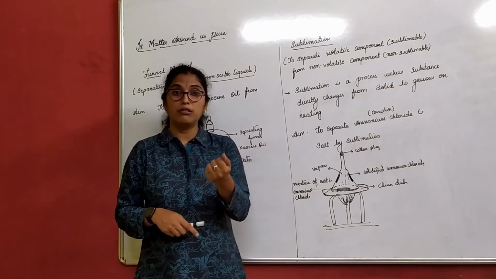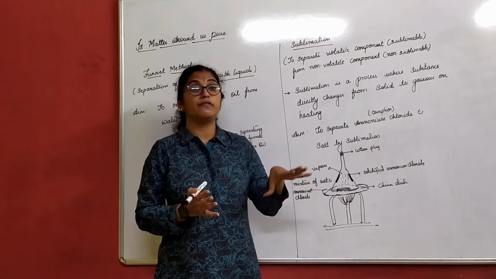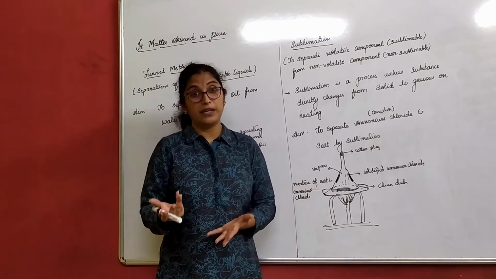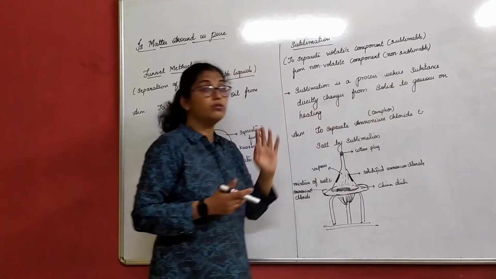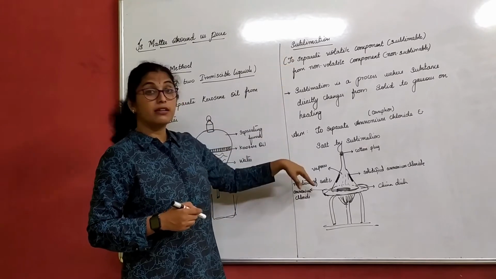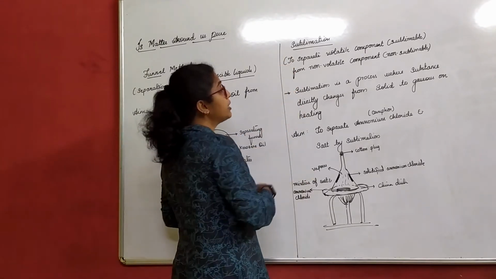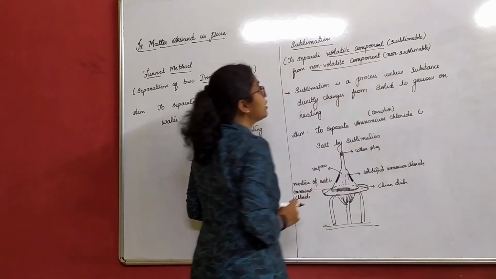Examples are naphthalene balls and camphor. Camphor and naphthalene, even at room temperature when you keep them, suddenly disappear. That means they have changed from solid to gases on heating. So here, the sublimation method is used to separate a volatile component from a non-volatile component.